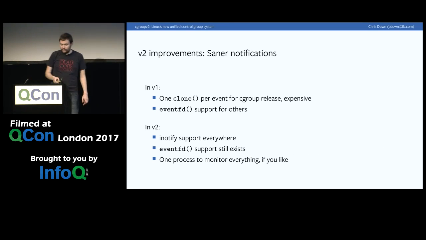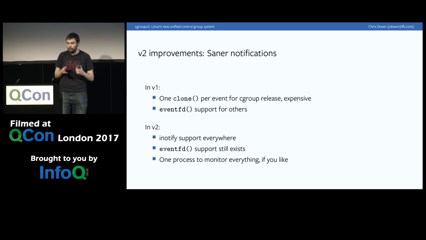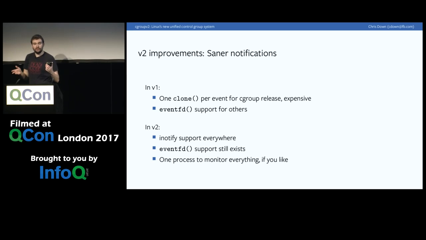The notification API is also dramatically improved in V2. It's a way to tell someone when a cgroup has changed state. So it could be that we have no more processes in the cgroup. The idea is something changed and we want to know about it. Systemd, for example, uses this to track processes which are changing state or which are exiting or starting or whatever.